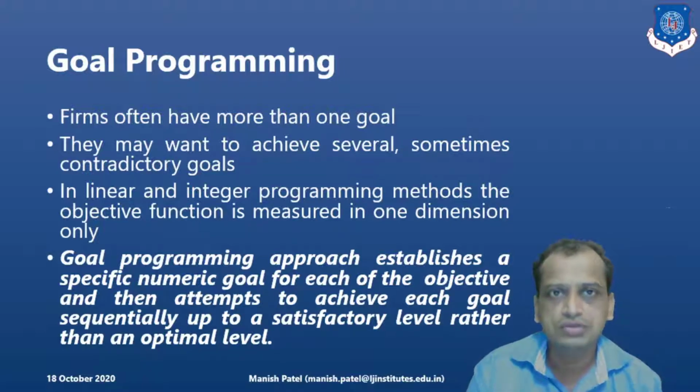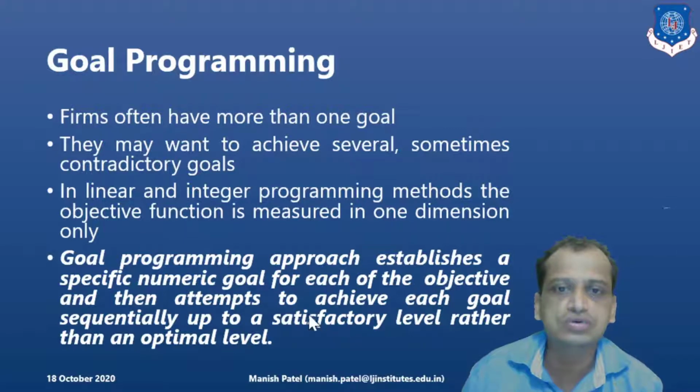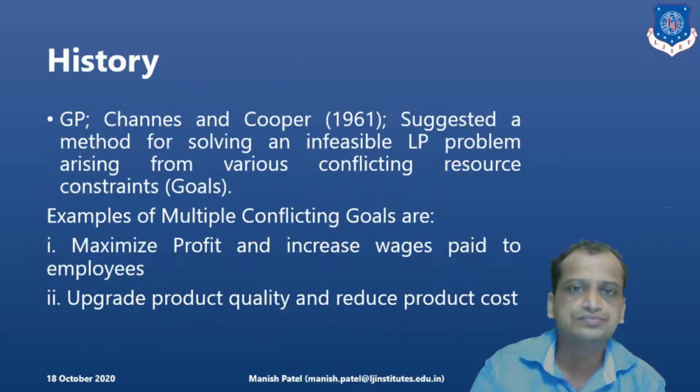So these two are conflicting goals for the company. Instead of maximizing the goals, the company tries to satisfy these goals. Instead of going for the optimum results, the company goes for satisfying results. That is the focus of goal programming. Here, it has a specific numeric goal for each objective and attempts to achieve each goal sequentially up to a satisfactory level, but not up to the optimum level, right?